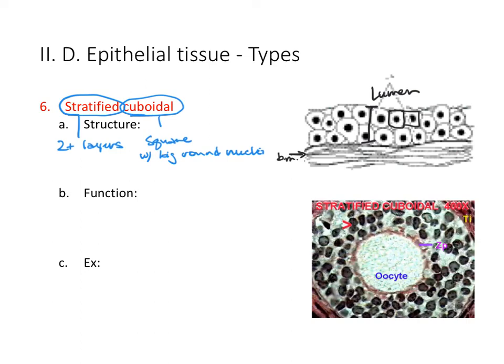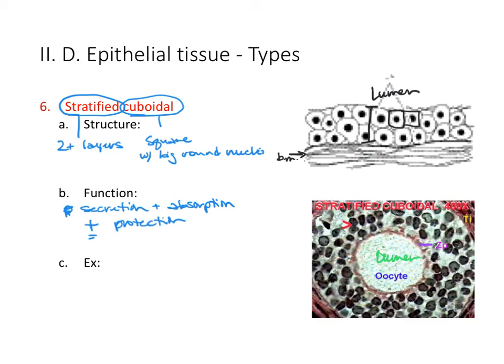Their job is going to again be secretion and absorption, just like I had with the simple cuboidal, plus we're going to do some protection, okay? So because I have multiple cell layers, protection is going to be important. So I want to look down here at the professional picture. So here will be the lumen.